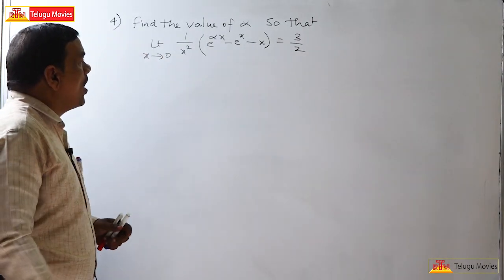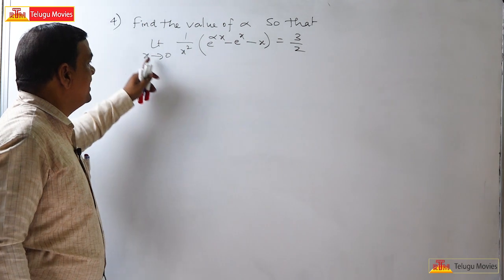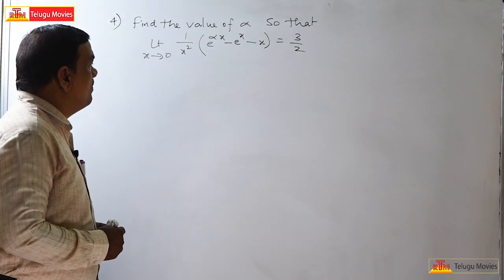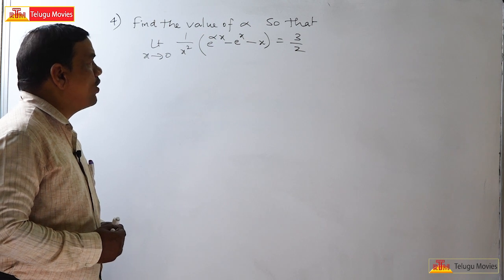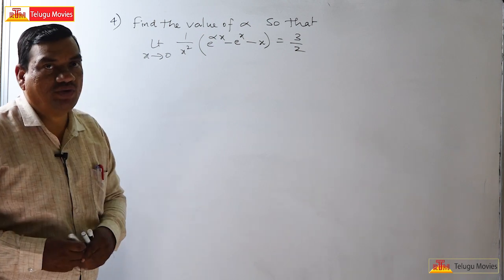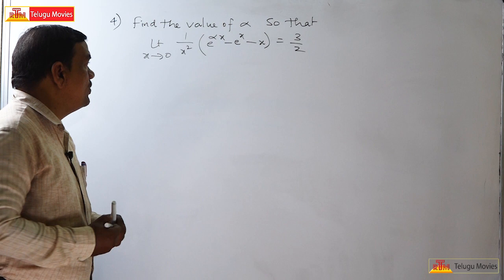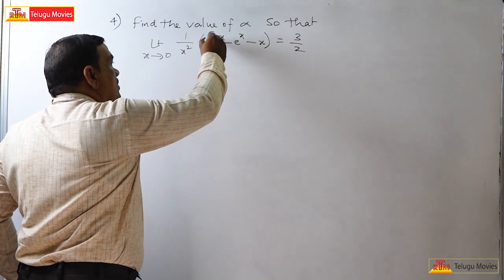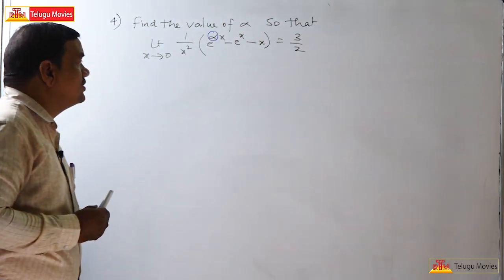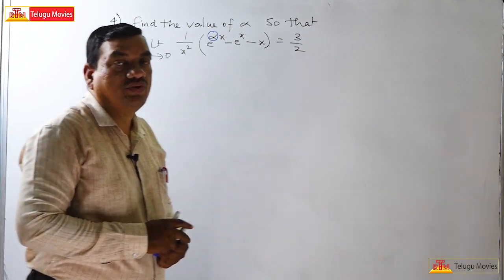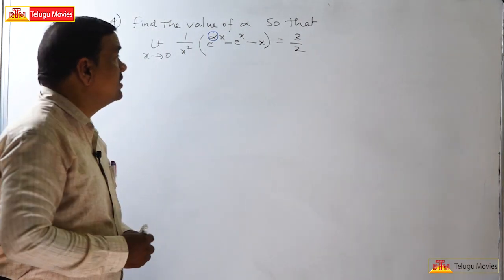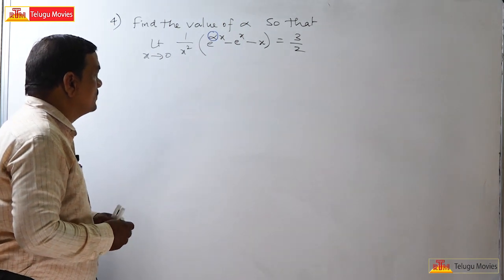Find the value of alpha so that the limit as x tends to 0 of (e^(alpha x) - e^x - x) / x^2 is equal to 3/2. So we have to find this alpha. Observe that we are getting a finite value, 3/2, such that we need the value of alpha.